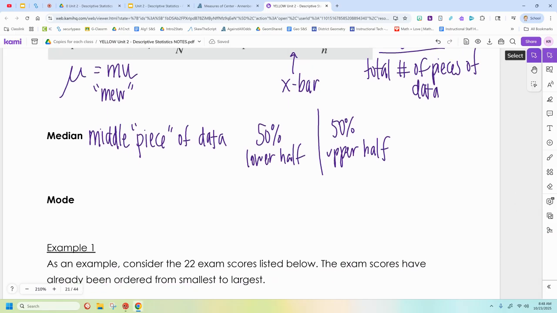And then the mode is the data value that occurs with the highest frequency.